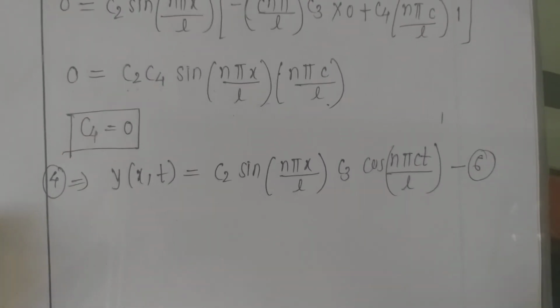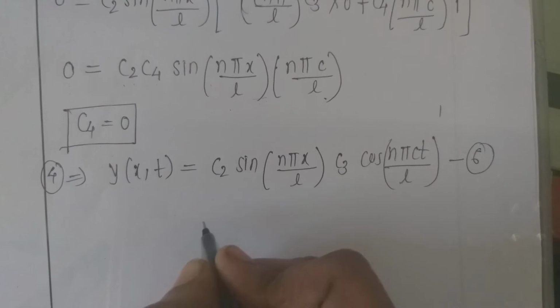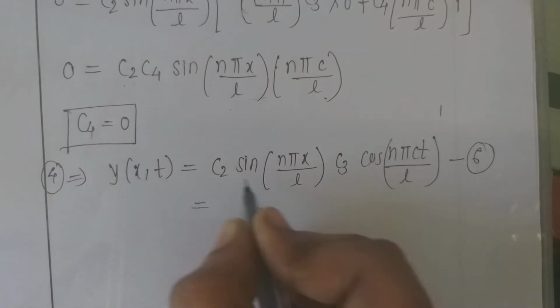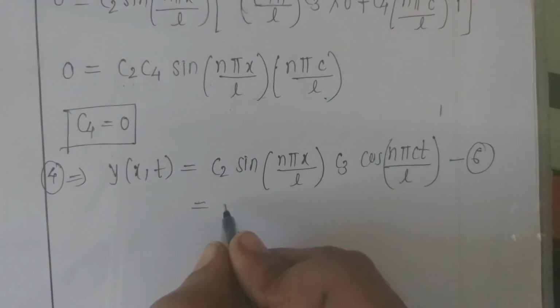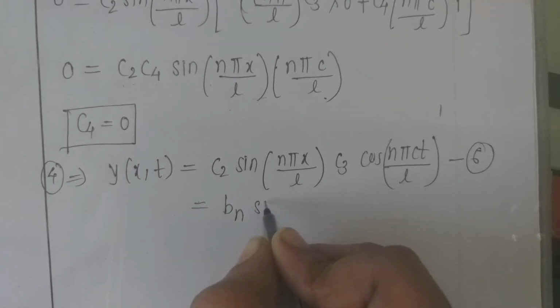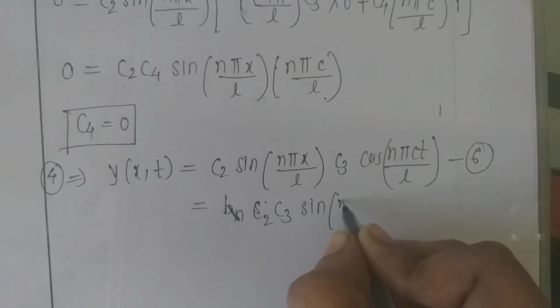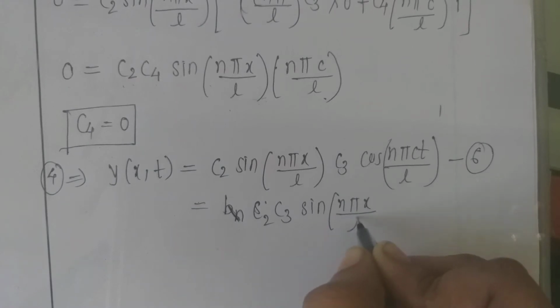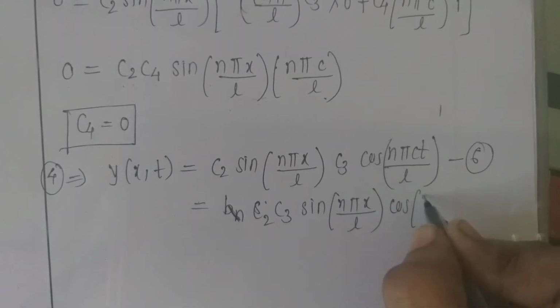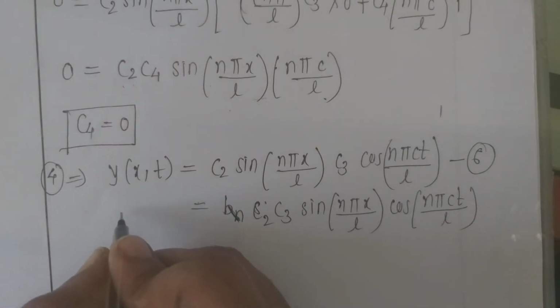And again one more condition is remaining. So before that we write it properly. C2 into C3 we denote by another constant, let it be Bn, or we can keep it as it is: C2 into C3 multiplied by sin(nπx/L) multiplied by cos(nπct/L), and this is y(x,t).